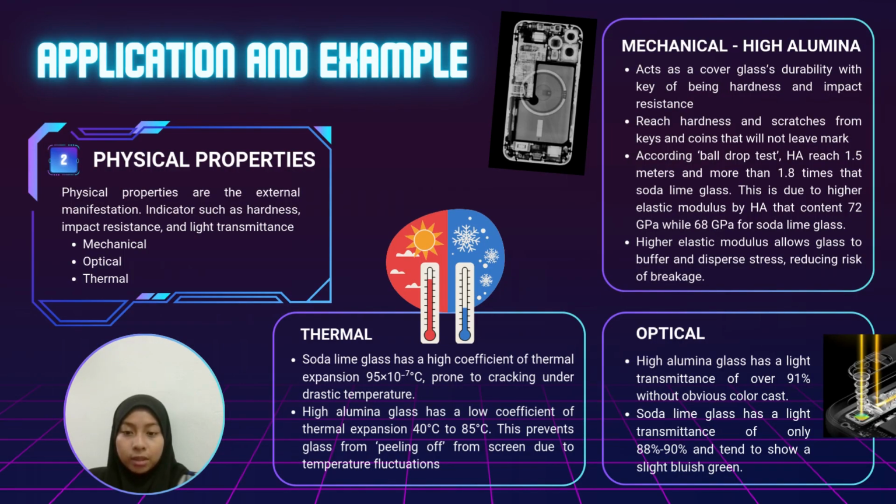Next is the thermal properties. Soda lime glass has a high coefficient of thermal expansion, which is 95 times 10 to the power of -7, and is prone to cracking under drastic temperature changes, while high alumina glass has a low coefficient of thermal expansion of between 40 and 85. For example, it is used in smartphone screens to prevent the glass from peeling off the screen due to temperature fluctuation.